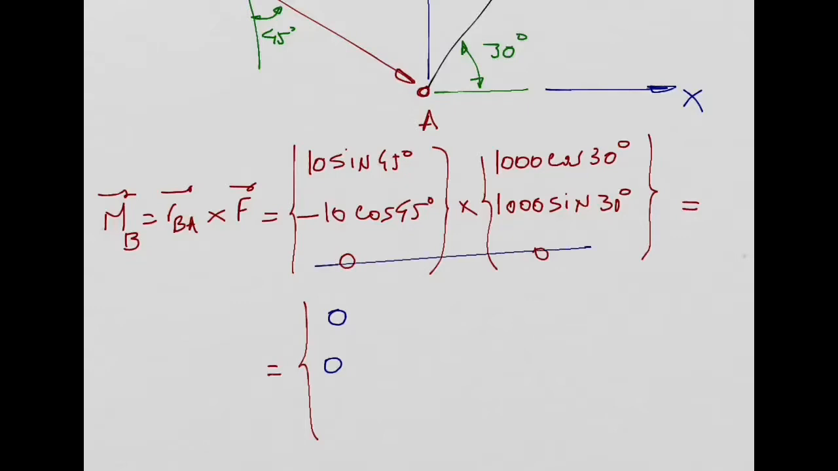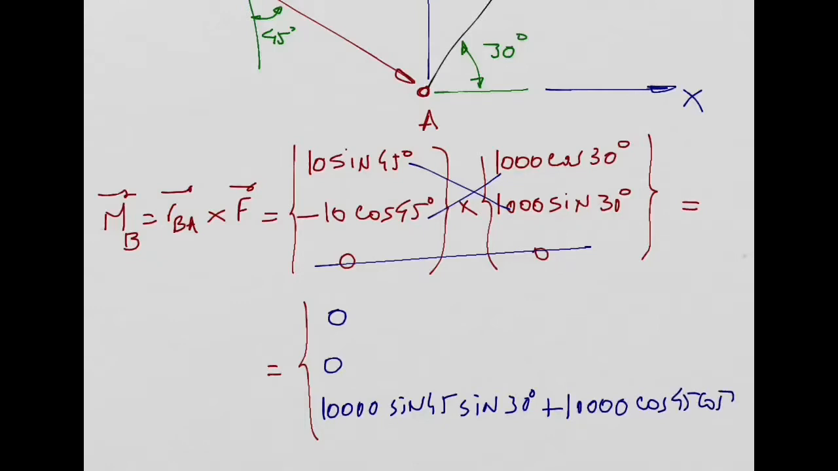Now, z component. This times this, minus this times this. This is not 0 now, right? So this will give me, at the end, 10,000 sine 45 sine 30, minus, with minus is plus, 10,000 cosine 45 cosine 30.